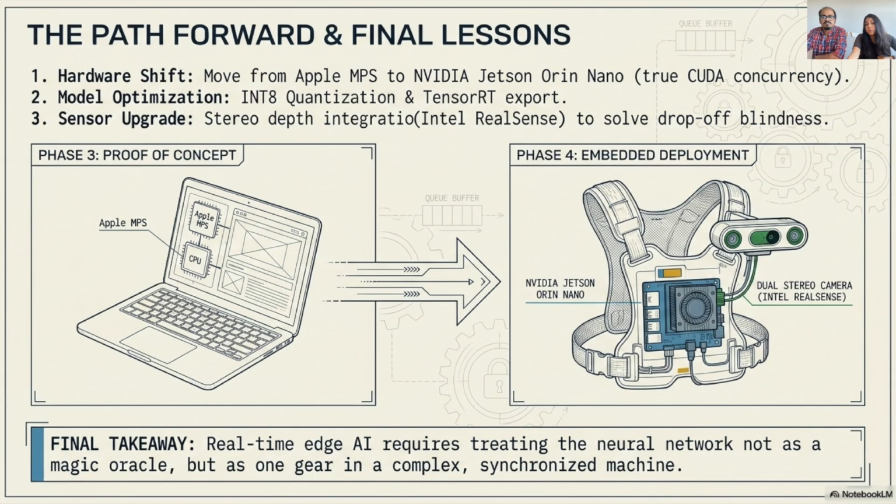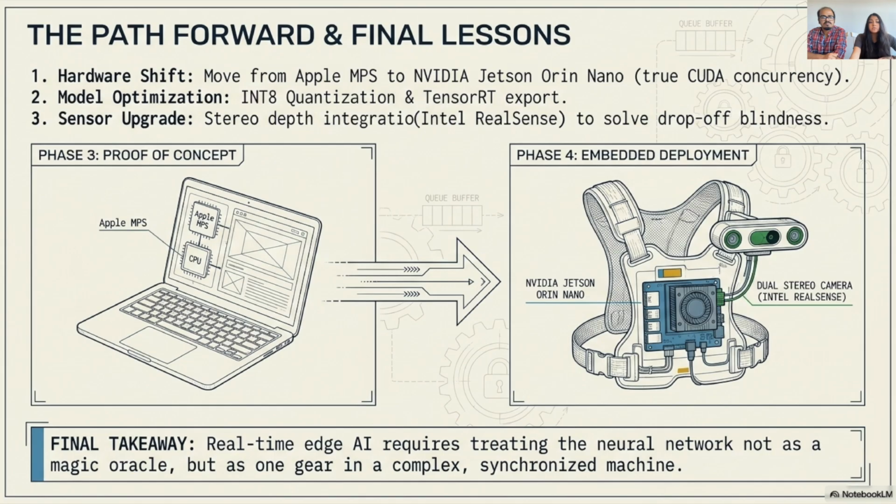So the path forward, you may be wondering what that would be. There are three primary changes that we would like to make. The first one is the hardware shift. We want to be off the MacBook and onto an NVIDIA Jetson or a Nano. The biggest reason is CUDA. Real parallel GPU execution: YOLO and SegFormer can finally run concurrently on separate streams instead of contending through a mutex.